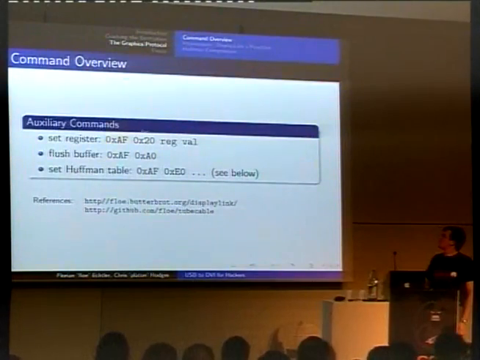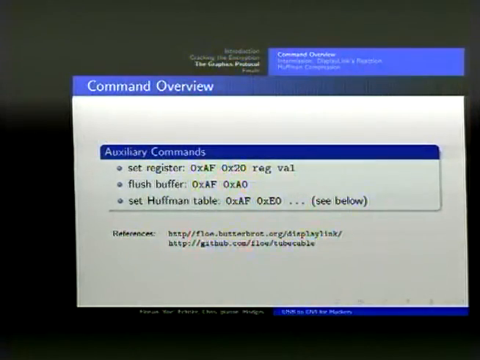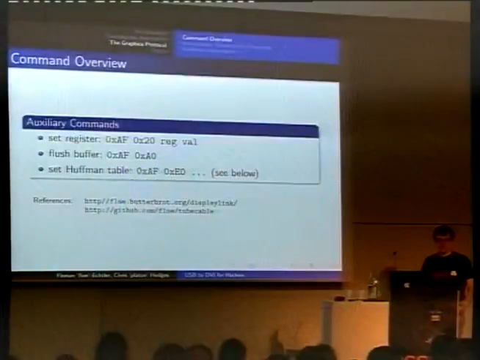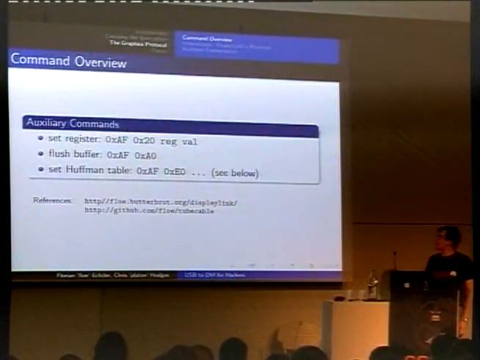Okay, there are also some auxiliary commands. You have a number of registers which, for example, determine where the frame buffer starts, so you can do vertical scrolling by just setting a frame buffer offset. Most of these values we have just taken from what the Windows driver sends to enable standard video modes. So these are the blanking, offset, and so on values. There's a flush buffer command, which probably causes all queued commands to be executed. And there's one very important command, which sets the Huffman encryption table.